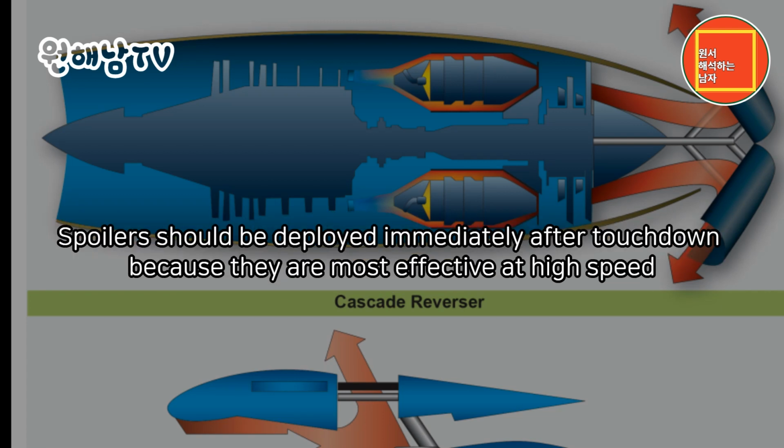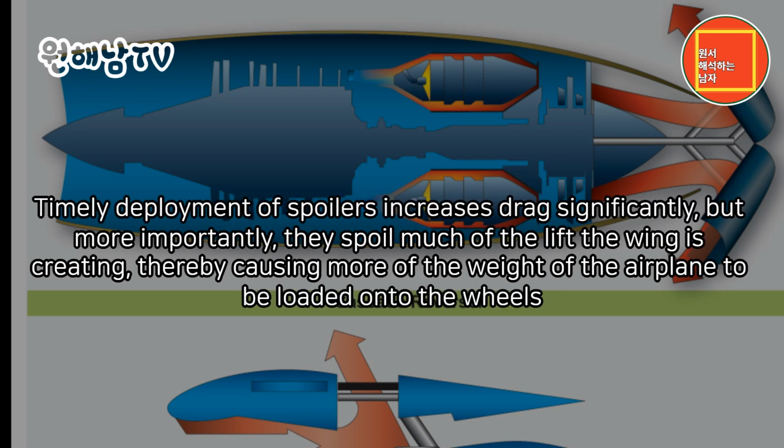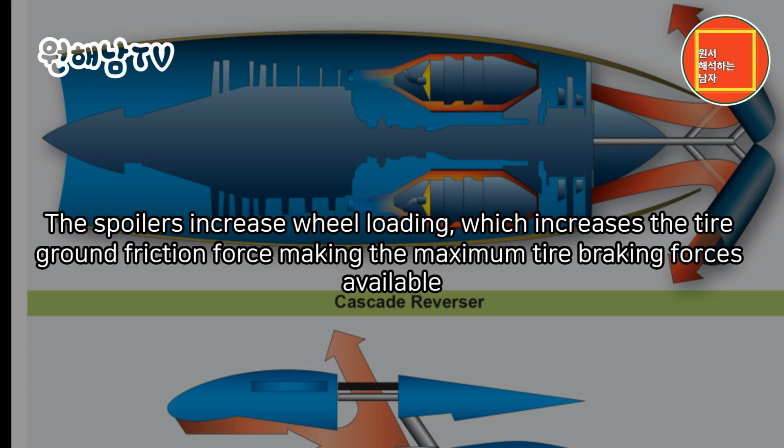Spoilers should be deployed immediately after touchdown because they are most effective at high speed. Timely deployment of spoilers increases drag significantly, but more importantly, they spoil much of the lift the wing is creating, thereby causing more of the weight of the airplane to be loaded onto the wheels. The spoilers increase wheel loading, which increases the tire ground friction force, making the maximum tire braking forces available.